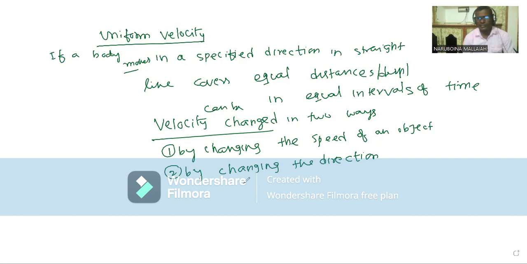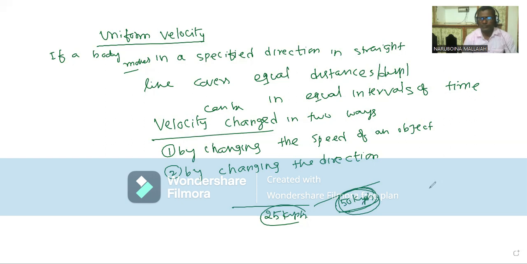To understand this, I am explaining one thing. Suppose a body is moving in the first hour at 25 kilometer per hour. Okay. In the next, second hour, it travels 50 kilometer per hour. Okay. There is change in speed. So change in speed means velocity also changes.